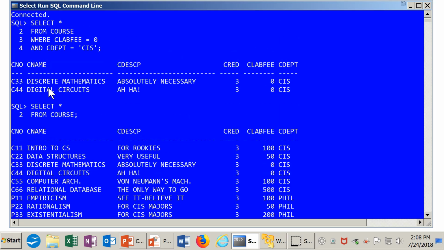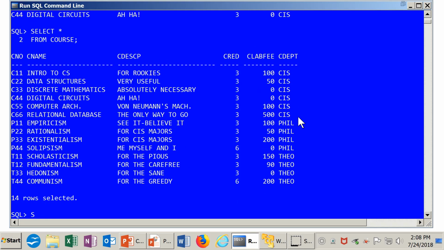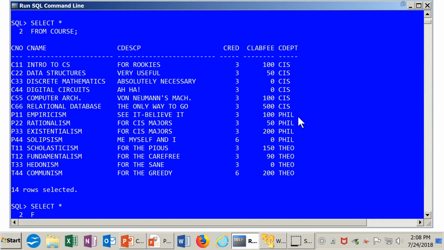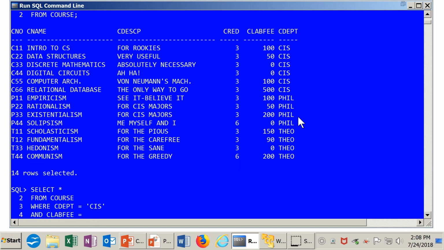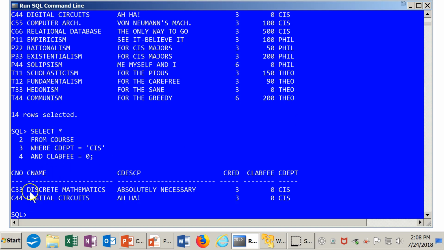Now, let's take a closer look at this query. Remember the lab fee is 0 and the department is CIS. And we're going to say, let's select from course where department is equal to CIS and lab fee is equal to 0. Same two conditions, but we've reversed the order. Changing the order does not change the question that's being asked. We still get rows C33 and C44. So it doesn't matter which order we list them in.